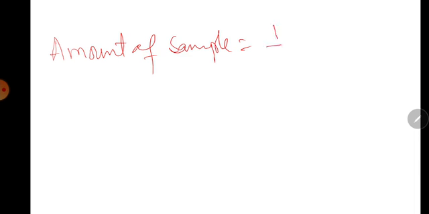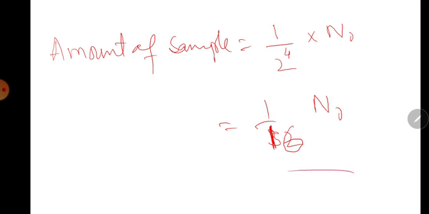The amount of sample left is 1 by 2. We want to calculate after 4 half-lives, so we will write 1 by 2 to the power 4 into amount left. So 1 by 16, sorry, it's 1 by 16 of original nuclide present.